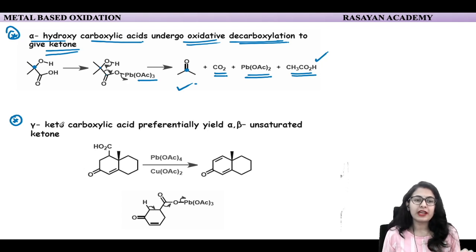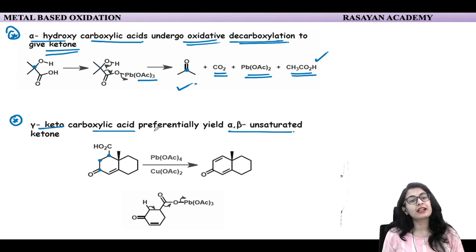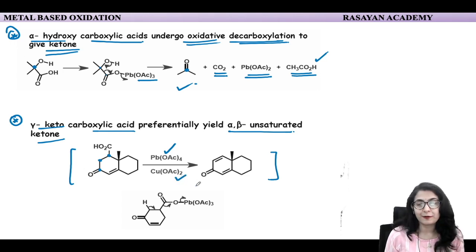Now what do we have here? We have a gamma keto carboxylic acid. So you see, this is alpha, this is beta, and this is gamma. That is on the 1, 2, 3, third position, you are going to have a keto group. So gamma ketocarboxylic acid preferentially yields alpha beta unsaturated ketone, because there is a possibility that after the decarboxylation you can create a double bond over here. So how does this reaction go through in the presence of lead tetraacetate and copper acetate? Okay, so see the hydrogen.